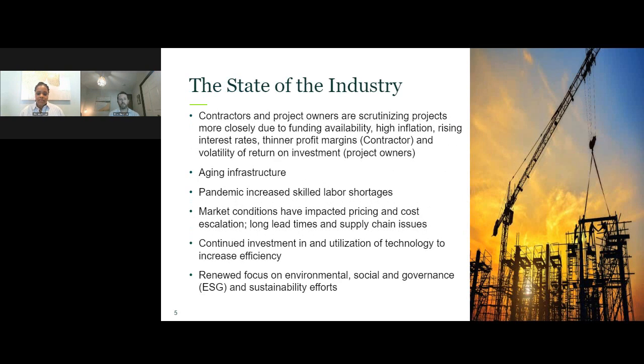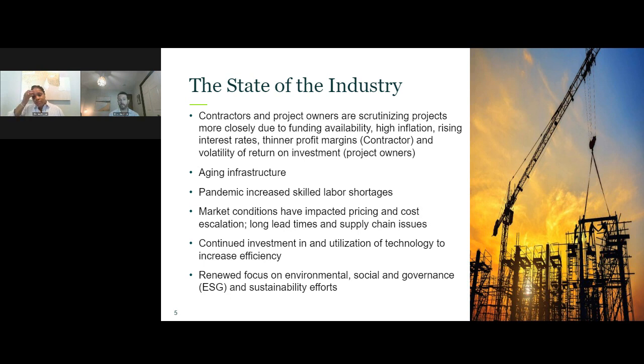So the state of the industry, as many of you are aware, contractors and project owners are scrutinizing projects more closely due to funding availability or new types of funding that are coming online. We're still facing high inflation, rising interest rates, thinner profit margins, and volatility on the return on investment from the project owner side. Infrastructure continues to age, so getting it up to compliance is an ongoing need.